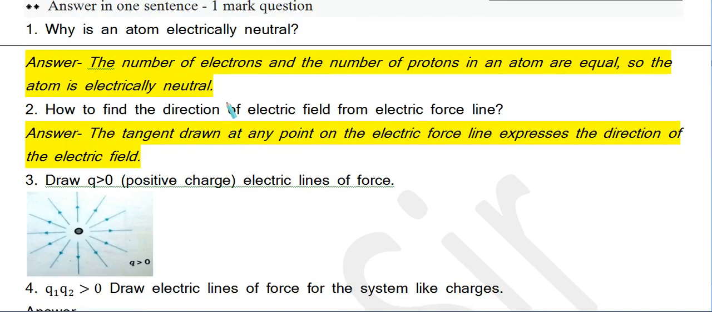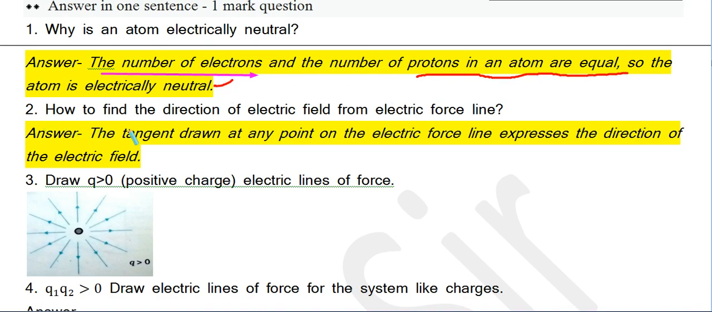Now these are the questions for 1 mark. Why is an atom electrically neutral? The number of electrons and number of protons in an atom are equal, so atom is electrically neutral.